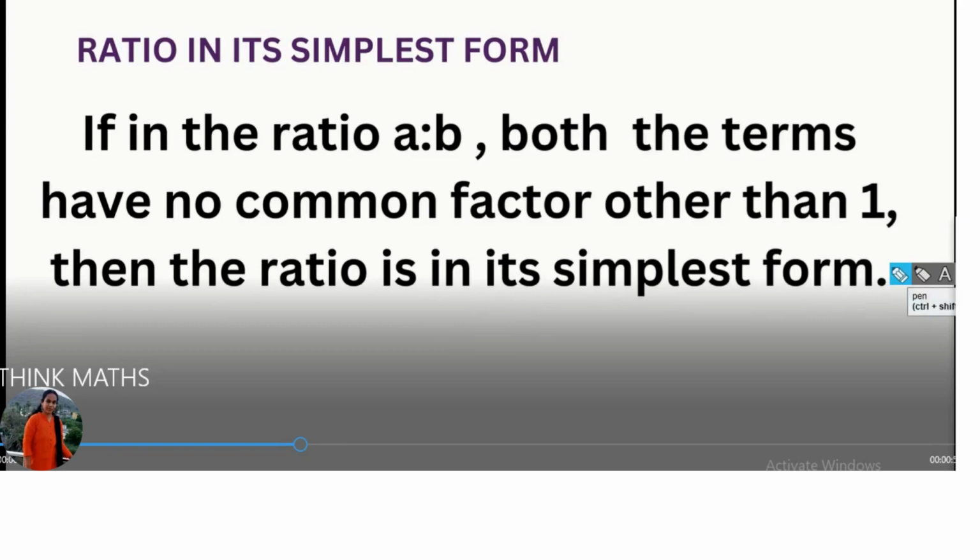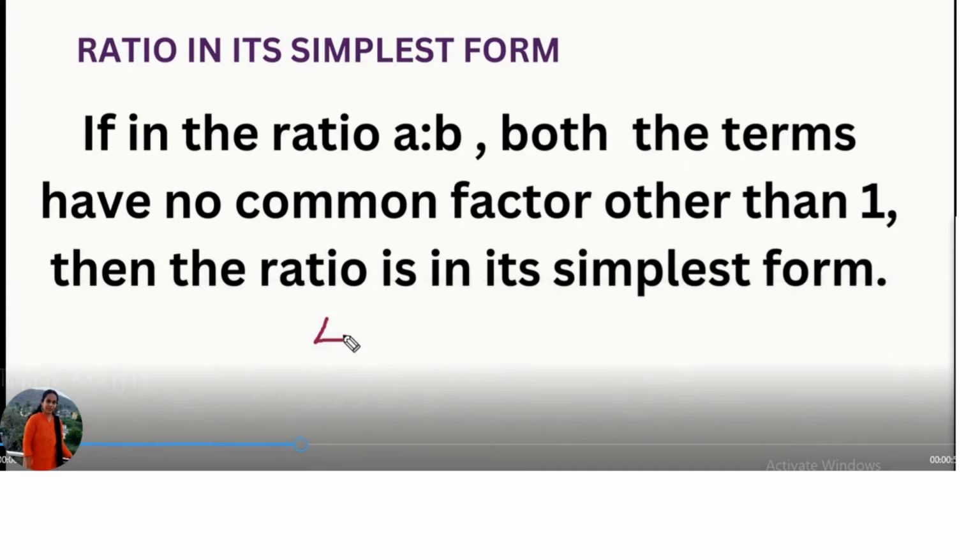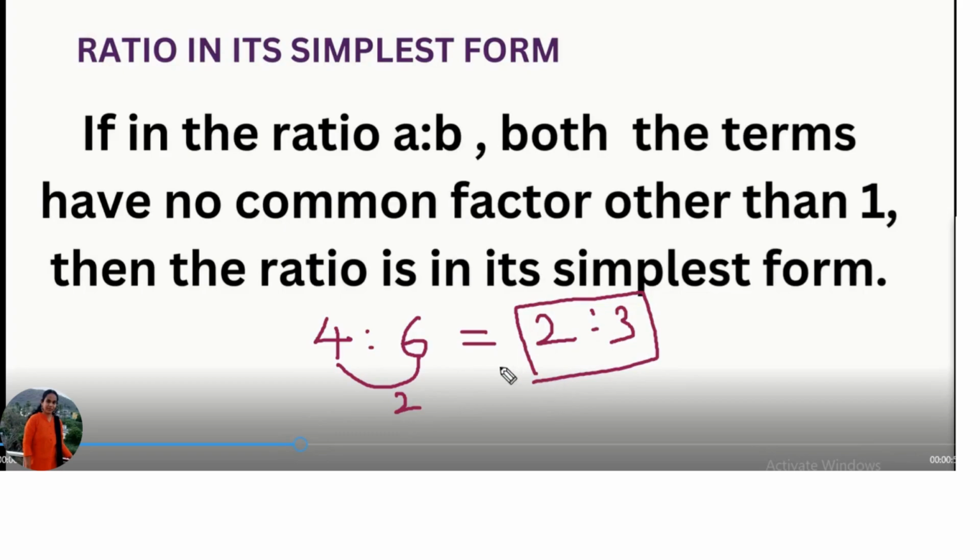Suppose I take the ratio 4 is to 6. These two numbers have the common factor 2, so this is not in simplest form. We can convert this into simplest form by dividing both sides by 2. So we get 2 is to 3. 2 is to 3 is in its simplest form because their common factor is 1. So a ratio is in its simplest form if it has only 1 as the common factor, not any other common factor.